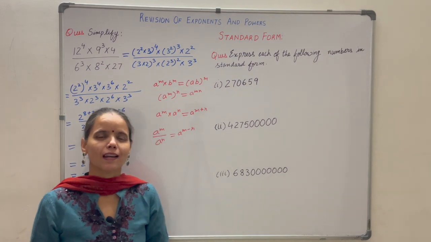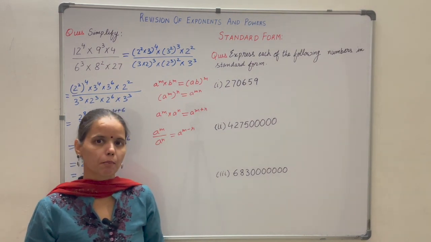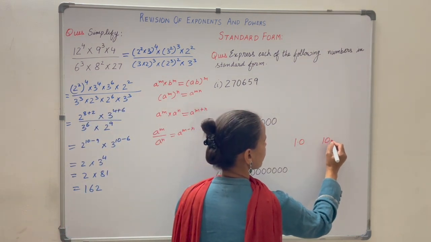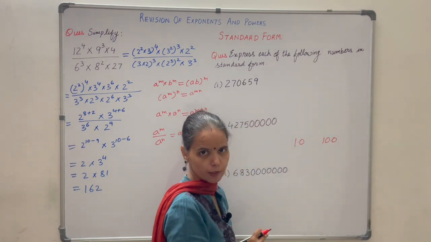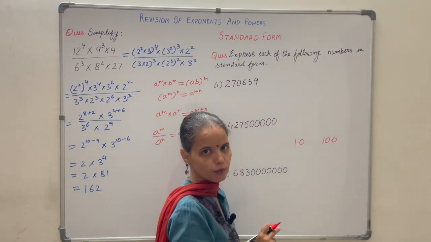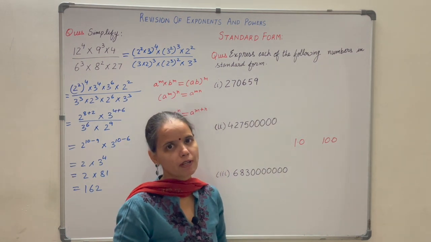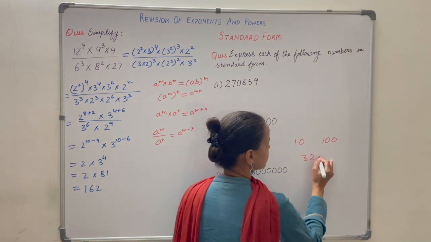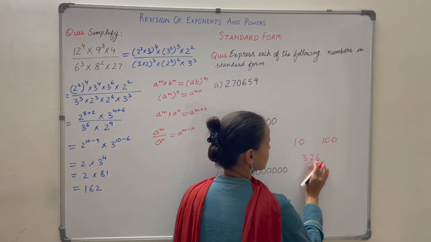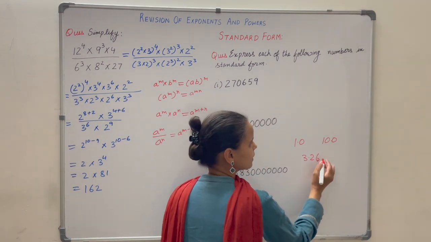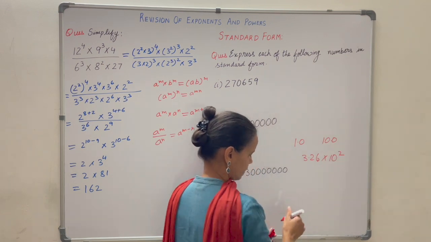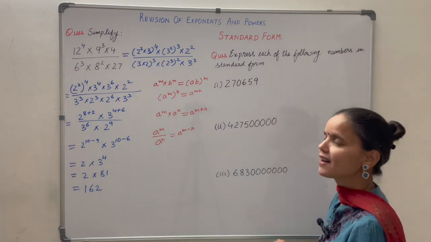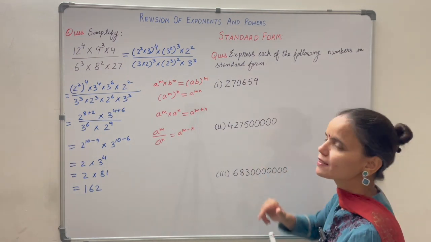Standard form. Any number can be expressed as a decimal number between 1.0 and 10.0, including 1.0 multiplied by the powers of 10. Such form of a number is called as a standard form. For example, 3.26. This is a decimal number between 1 and 10 multiplied to the powers of 10. So this is in the standard form. Let us take this question. Express each of the following numbers in standard form.